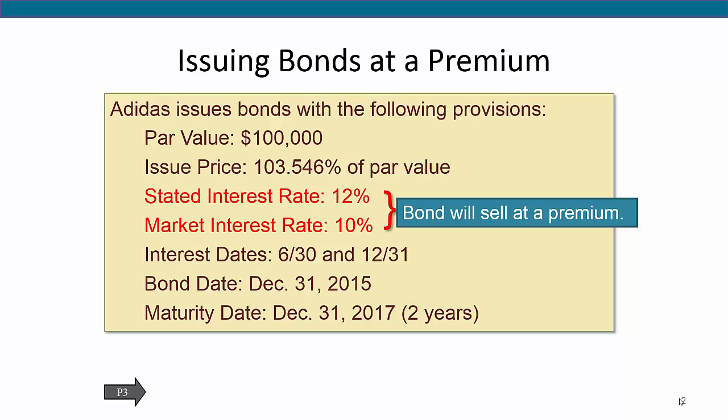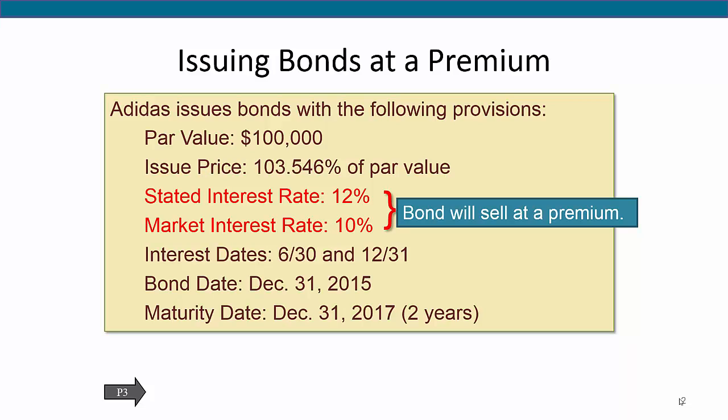The contract rate of 12% is higher than the market rate of 10%. Remember that the market rate is the rate demanded for other investments with similar risk. Everyone wants these Adidas bonds because they promise a higher semi-annual payment than other similar investments. Because Adidas will pay the investors more than market, it wants more money up front. So the bonds are sold at a premium, which is a price higher than the par value.